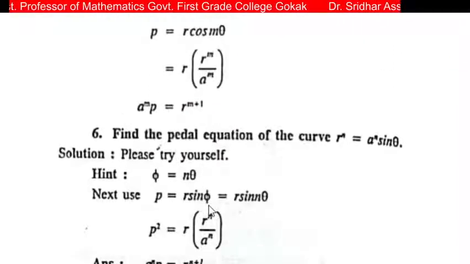or p is equal to r cos mθ, because sin of π/2 + mθ is an odd multiple of 90, so sin changes to cos, so cos mθ. π/2 plus means it comes in the second quadrant. In the second quadrant, sin is positive, so therefore it is cos mθ with positive sign. So p is equal to r cos mθ. Now from the given problem, cos mθ can be taken as r^m/a^m, and on cross multiplication it gives a^m p is equal to r^(m+1). So this is how we find the pedal equation of the given curve.